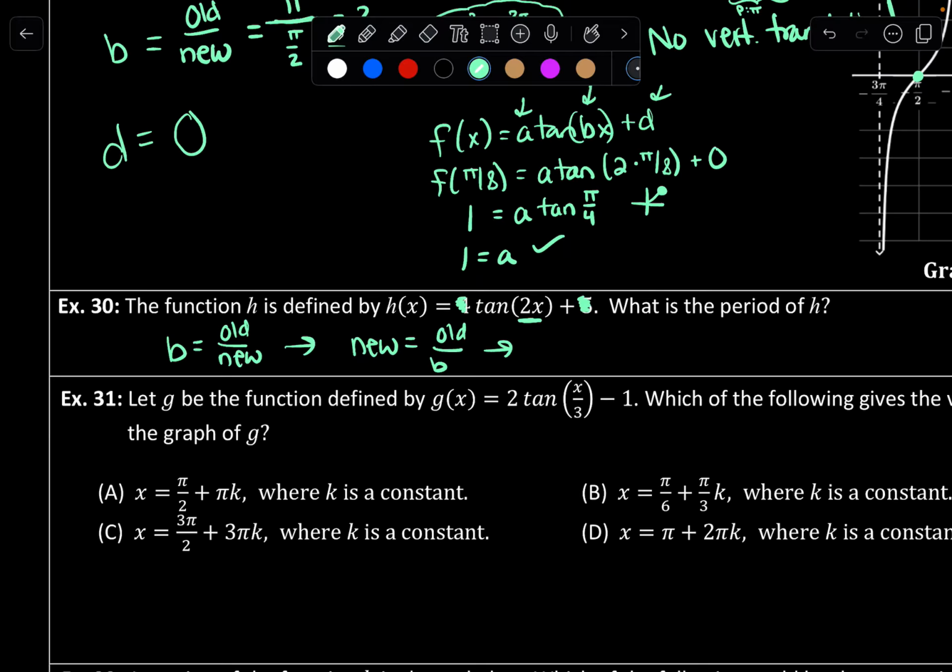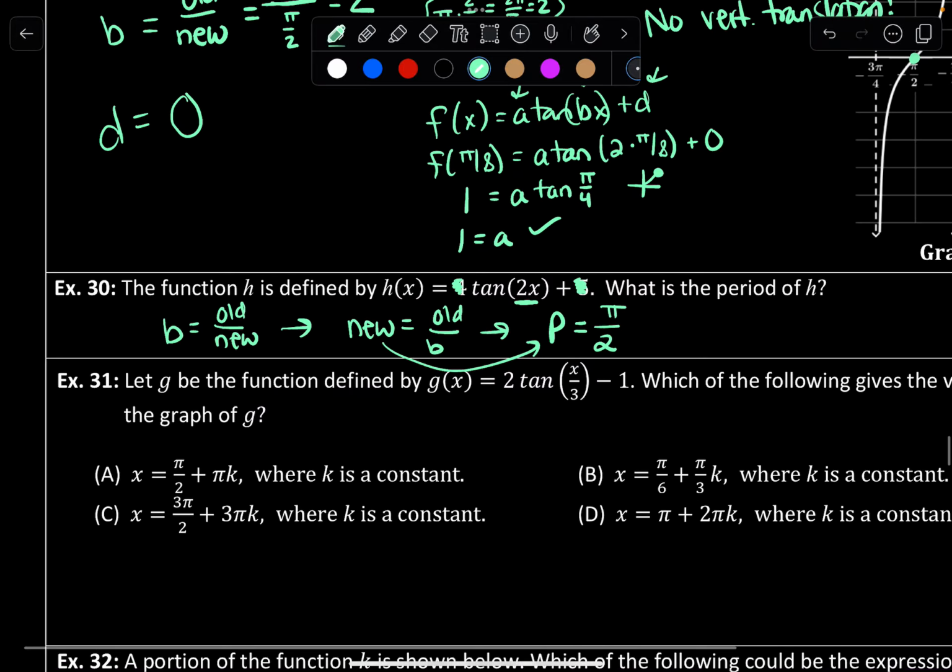So for tangent, the old period is pi. So the new period, which is capital P, will be pi over whatever the b value, which is 2. So the new period is pi over 2. Or you can think of it as, since b is 2, we have a horizontal compression because it's a scale factor of 1/2. The old period for tangent is pi. So if we compress that by 1/2, we are left with pi over 2.